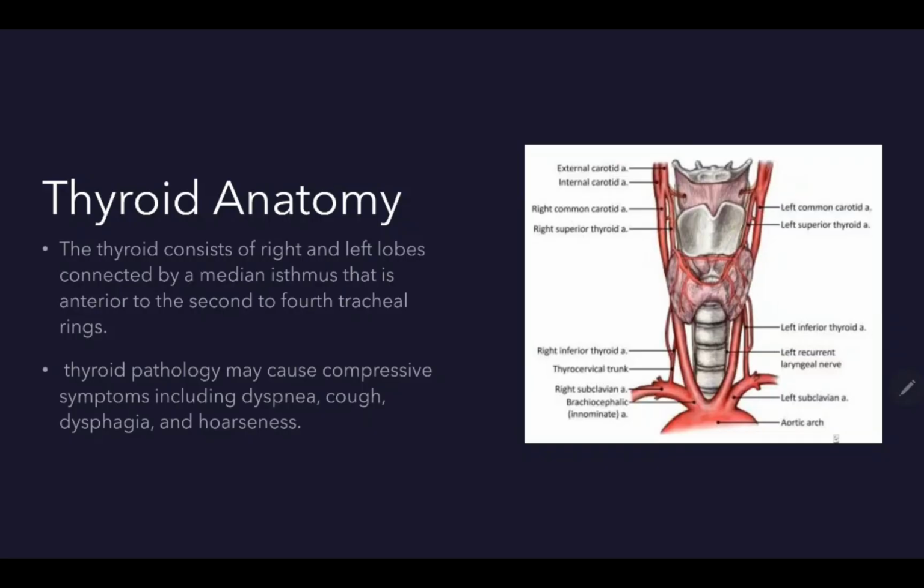That's why if we have any thyroid nodules or thyroid cancer, those nodules will compress the trachea, and that compression will lead to symptoms like shortness of breath, dysphagia, and sometimes even odynophagia. Okay, so that's why knowing the anatomy is important.